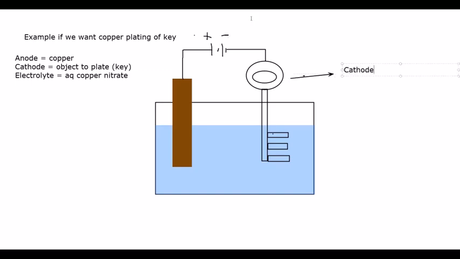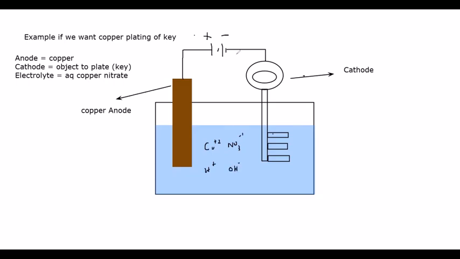And here we have the copper anode. And the electrolyte contains aqueous copper nitrate. So what are the ions? It contains copper ion. It contains nitrate ion. It contains hydrogen ion because it's aqueous, and hydroxide ion.